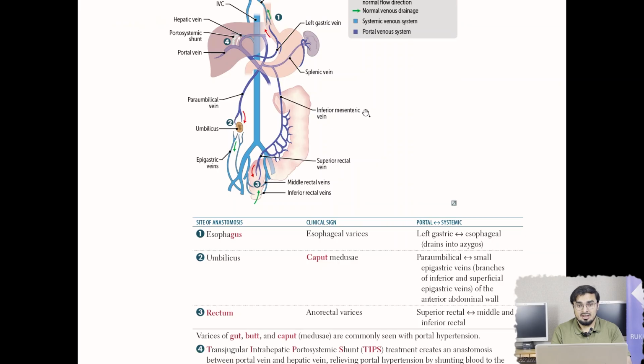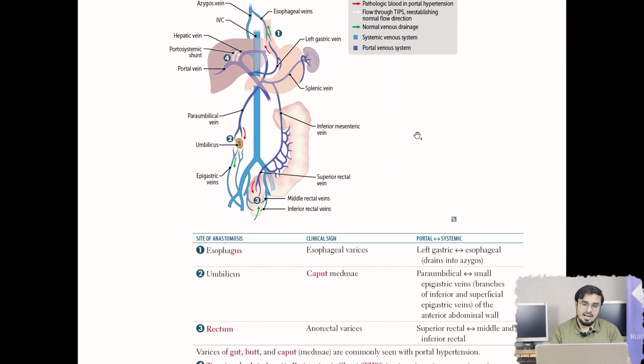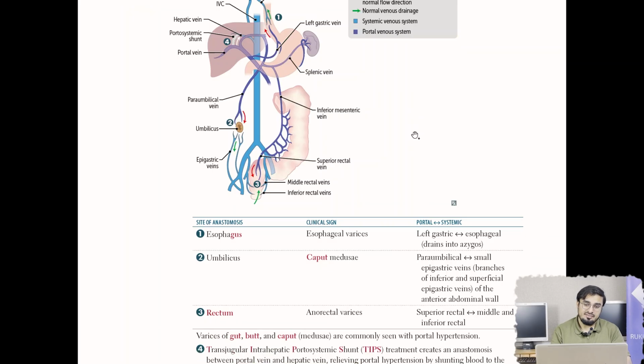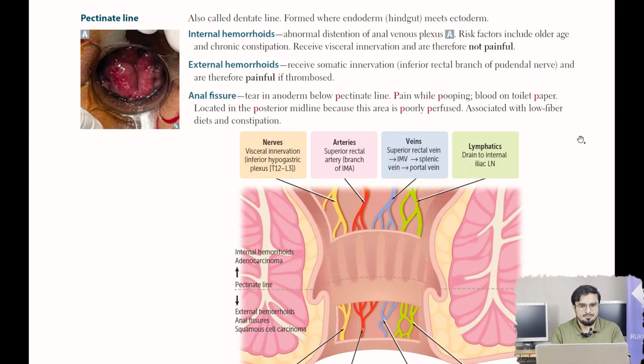Now, this might relieve the pressure in the portosystemic circulation, but this is going to exaggerate the hepatic encephalopathy. That happens because the liver is involved in the detoxification of ammonia, and when that ammonia does not get detoxified, it's going to get absorbed into the systemic circulation, and from there it's going to make its way to the brain. So that's why it's very important to highlight how TIPS might be life-saving but at the same time might be devastating. The next high yield concept about GI system is hemorrhoids.